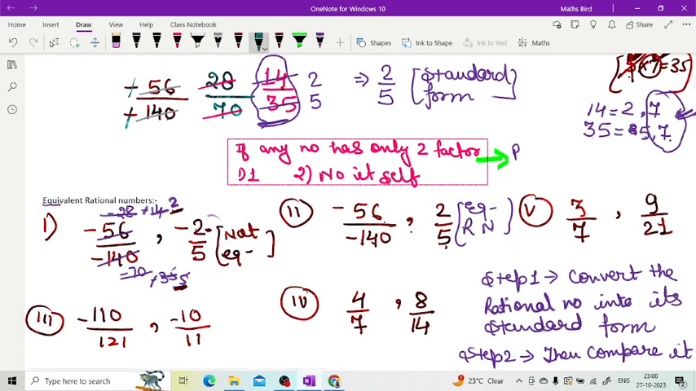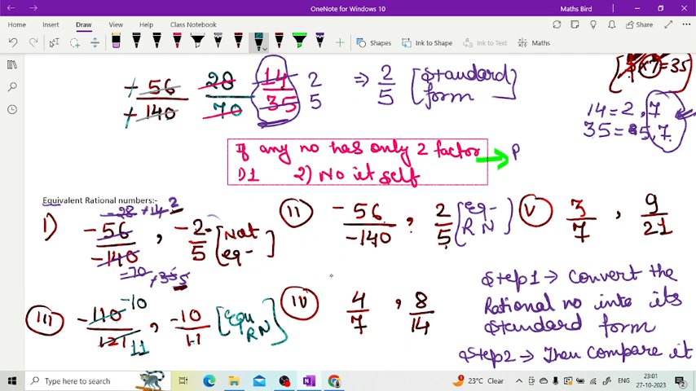Again, the third question. In the third question, when we cancel out it will cut by 11. Minus 10 by 11, minus 10 by 11. See, the rational numbers were not equal, but the standard forms of the rational numbers are equal. That's why it is an equivalent rational number, right?